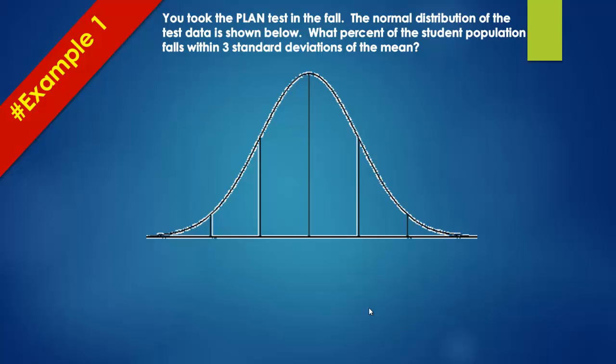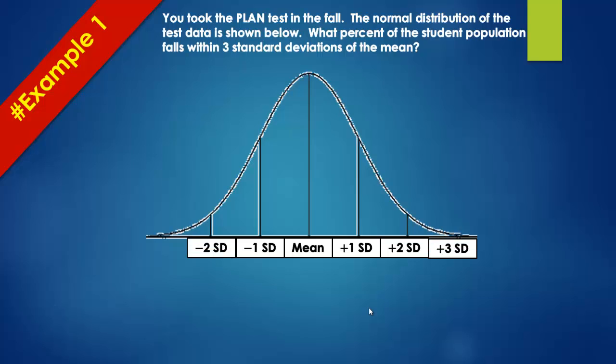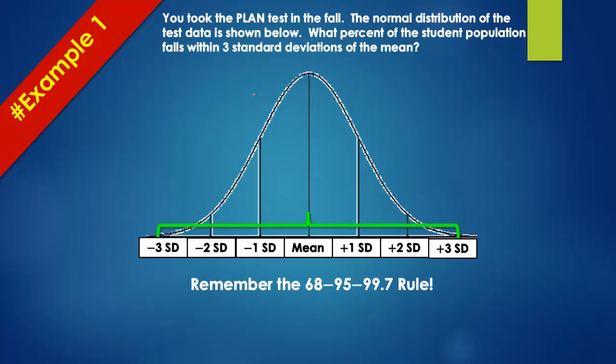All right, so let's take a look at an example. You took a plan test in the fall. Normal distribution of the data is shown below. What percent of the student population falls within 3 standard deviations of the mean? I didn't actually put any numbers here because I didn't want anyone to feel bad or feel like they're really, really smart. So this is just for the purpose of this problem. Remember our 68, 95, 99.7 rule. 99.7% of people are going to fall within 3 standard deviations. So that would be your answer.